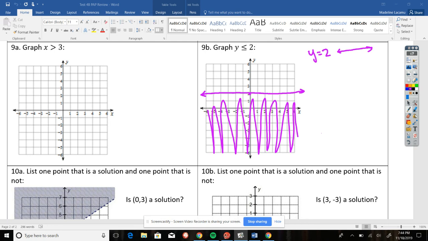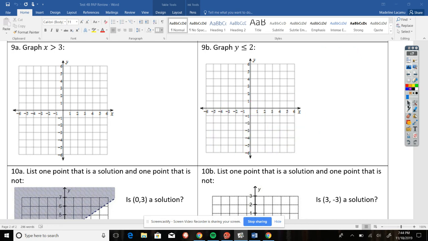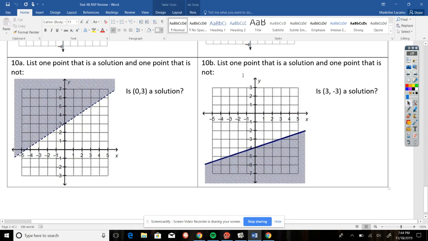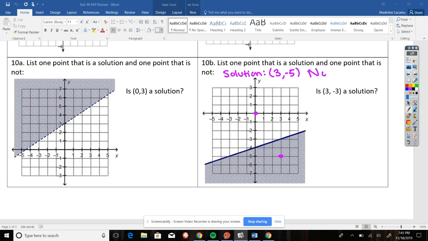If it was greater than, we'd shade above. And our last one says list one point that is a solution and one point that is not. So if we need a solution, it has to be in the shaded area. So let's go with this point right here. So (3, -5) is a solution. And not a solution would be (0, 0), because that one is not in the shaded area.